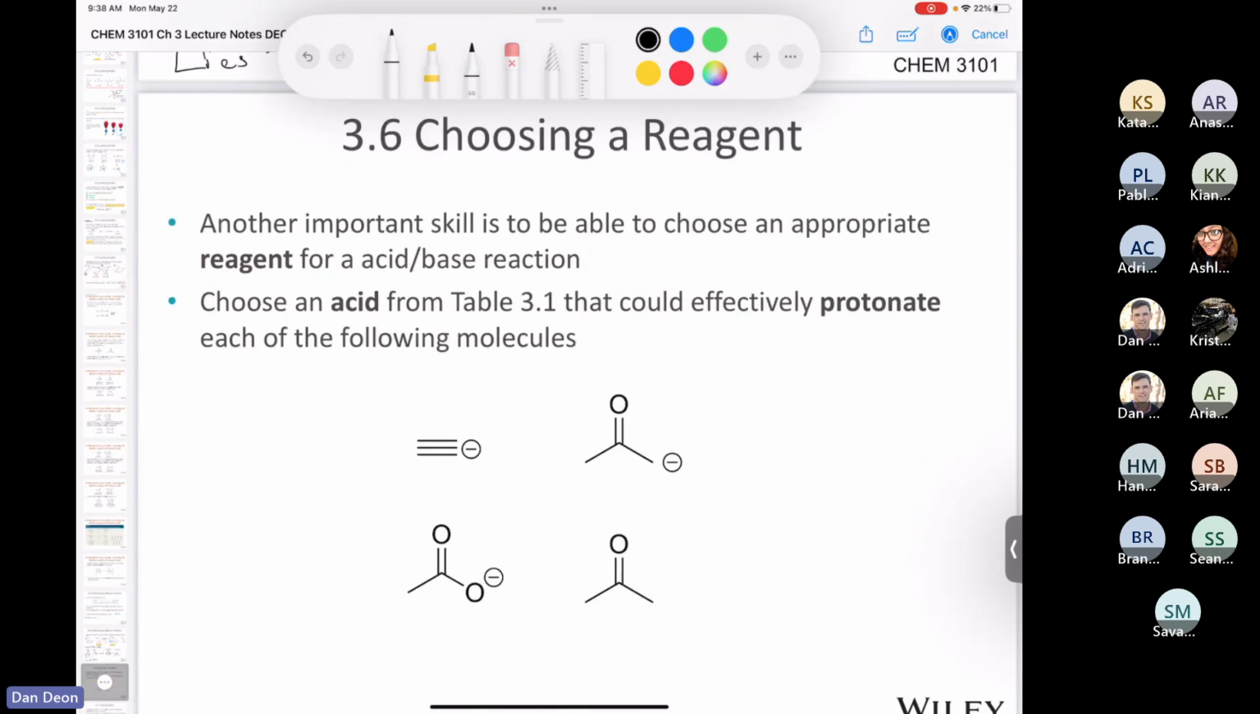It says, choose an appropriate reagent for this acid-base reaction. So I'll kind of show you how it works. I actually have 4 different compounds and ions on here, and it says, choose an acid from Table 3.1 that could effectively protonate each of the following molecules. Well, the reason I'm not a mega fan of this question is because you could use sulfuric acid to protonate anything. But anyhow, we'll come back and take a look at this one in a little bit.